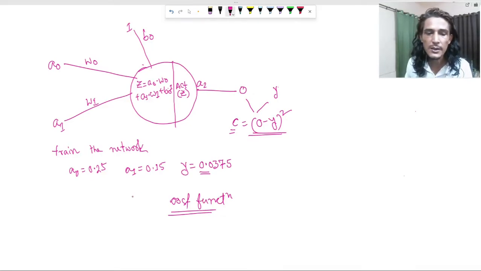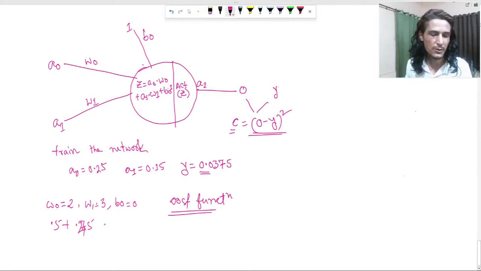For example, say W0 is equal to 2, W1 is equal to 3, and B0 is equal to, for simplicity, 0. Then it will compute 2 times 0.25, which is 0.5, plus 3 times 0.15, that is 0.45, and then plus 0, and that is equal to 0.95. That is the output generated with this W0, W1 and B0. But 0.95 is not our desired output, right? So it's a wrong output.